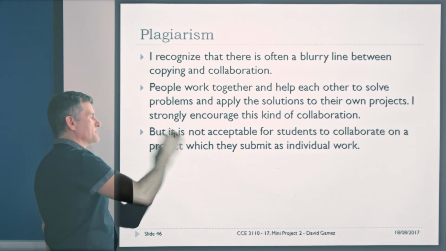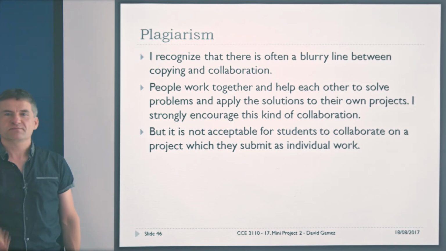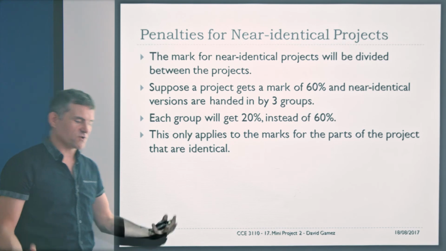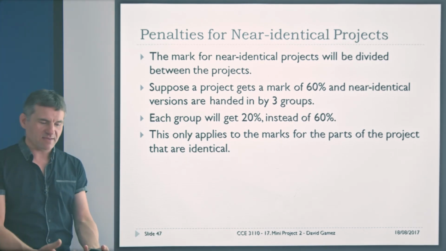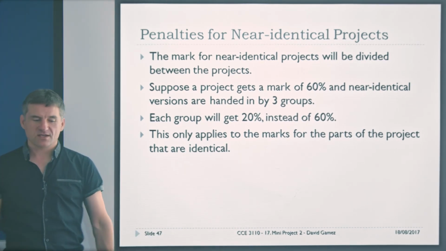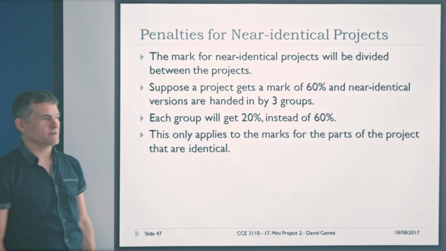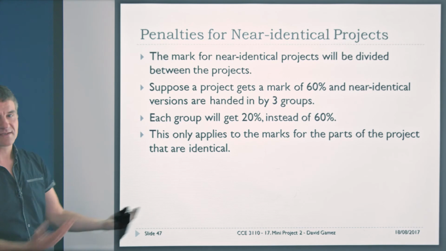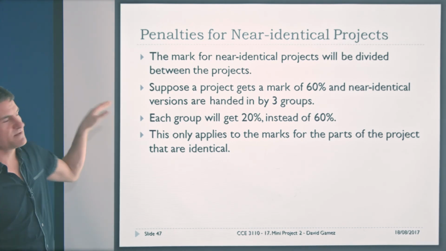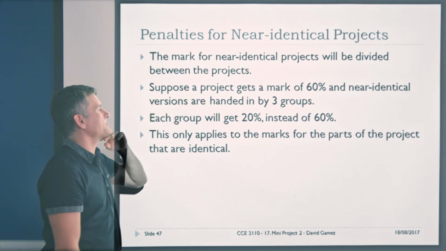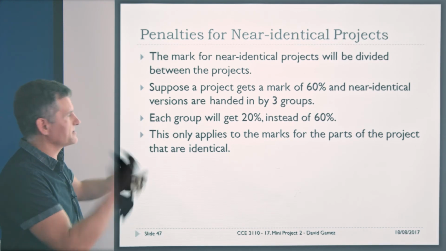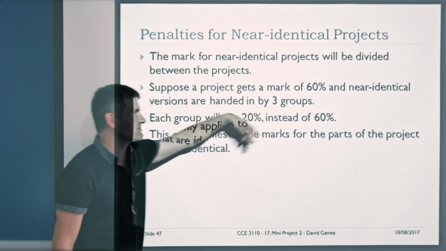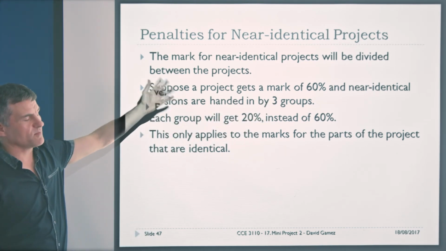But it's not acceptable to collaborate on a single project which is submitted as individual work, or individual group work in this case. So if two groups work together on a single game, and then one calls it Connect 4, and one calls it 4 Connect or something, and they change the graphics a little bit, and basically it's the same code, then I'm going to divide the marks between the groups that submit that project. So if two groups collaborate on a single project and submit it separately, each group will get a share, and so if 3 groups, suppose, submit almost identical projects.